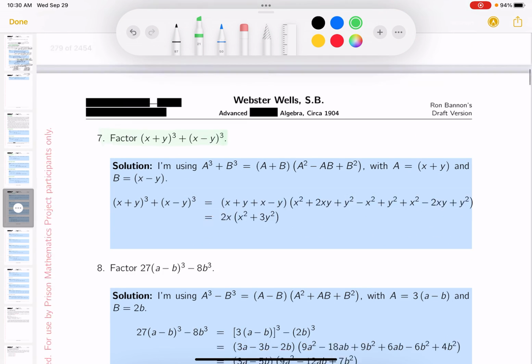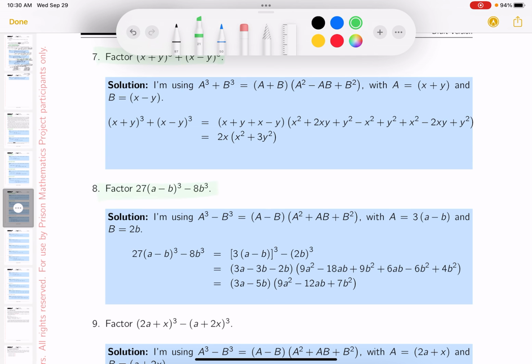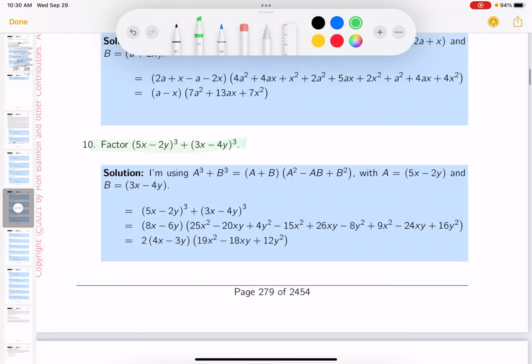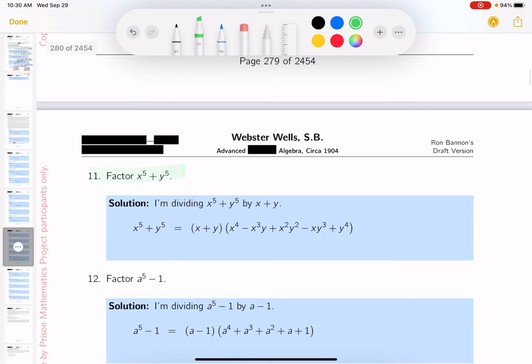Again, answers are being listed for you. Wow, a lot of perfect cubes, aren't there? And then they got this 5th degree thing over here. And again, a lot of people wonder, how would you do that? We're basically using those factor theorems that we have. And we certainly know it divides through by x plus y. Just give it a shot, right?